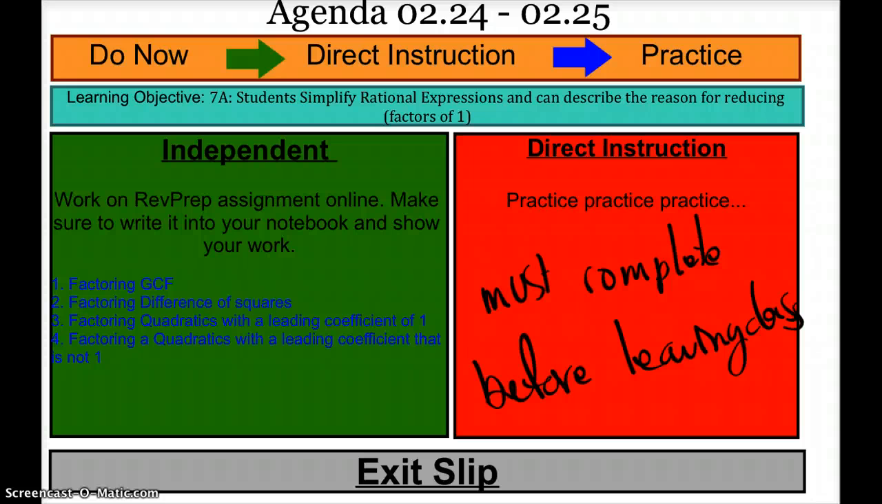Okay. All right, we're going to do some practice. If you haven't already done so, get your whiteboards out and markers ready.